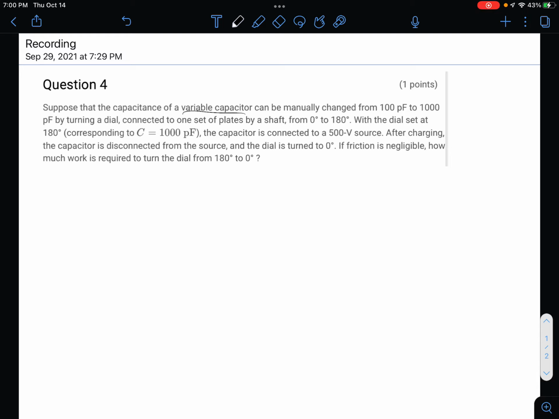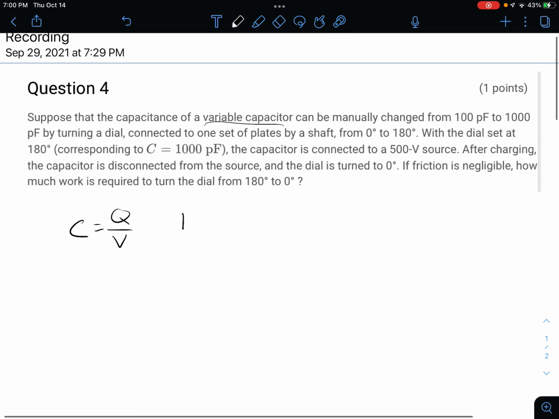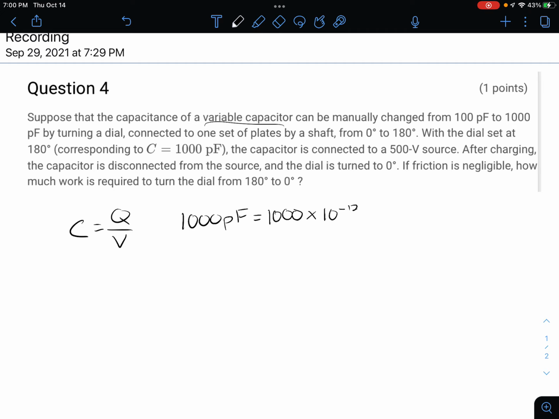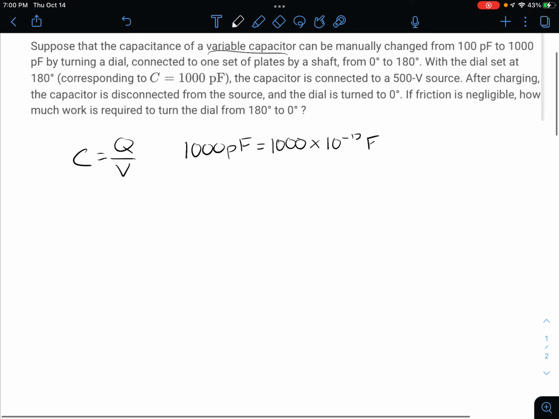So when we start, we have our C equals Q over V, right? Because we're just given the initial capacitance, that's 1,000 picofarads, right? And it's connected to a 500 volt source. So we're going to start by finding this charge, right? So 1,000 picofarads is 1,000 times 10 to the negative 12th regular farads. I just keep it in base units because it's easier to work with.